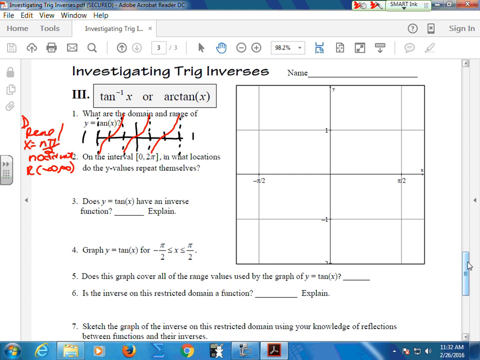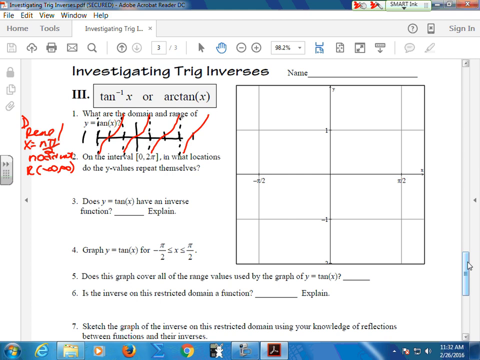Now watch what they're asking here. Between the 0 and the 2 pi, it repeats from here to here. This is quadrant 1, this is 2, this is 3, this is 4. I just didn't draw this other piece here. So, quadrants 1 and 3 repeat themselves. Kind of just like your sine, right? Quadrants 1 and 3 and quadrants 2 and 4.